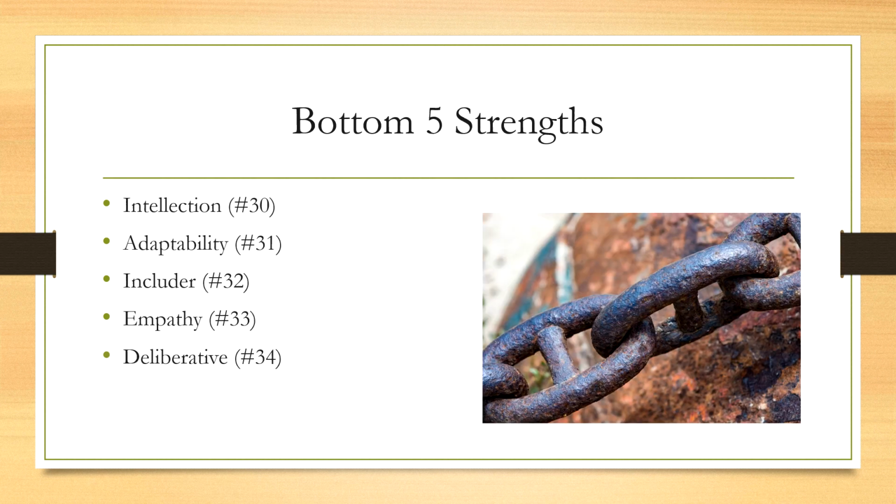So, of course, you can't talk about strengths without talking about weaknesses. As the old saying goes, you're only as strong as your weakest link, hence the image of a chain here. So what are my bottom 5 strengths? It actually says intellection, adaptability, includer, empathy, and deliberative.